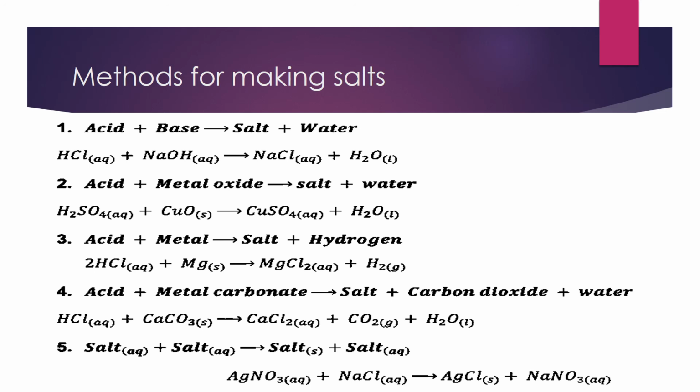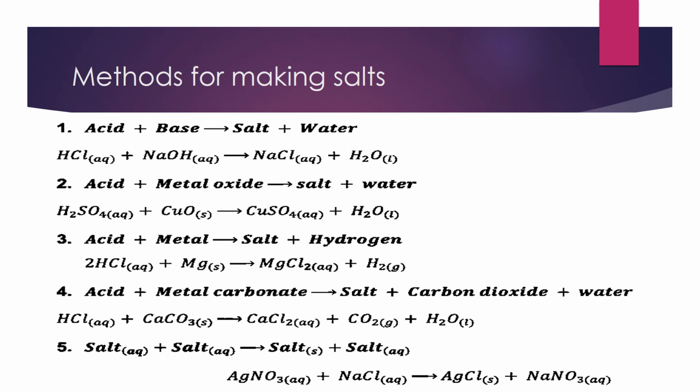Hydrogen chloride, when it reacts with calcium carbonate, this calcium will replace the hydrogen from the hydrogen chloride and the product will be salt, that is calcium chloride and water, and carbon dioxide will be released during this reaction. Last method is the reaction between two salts. When two salts react together, again the products will be two salts and there will be ion exchange during this.